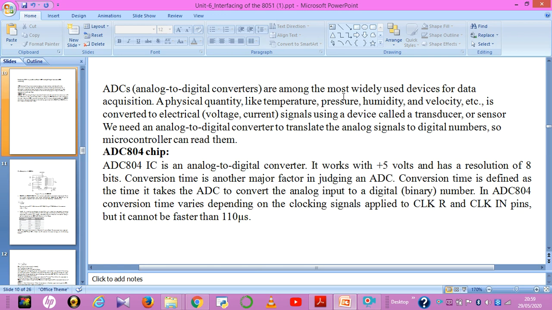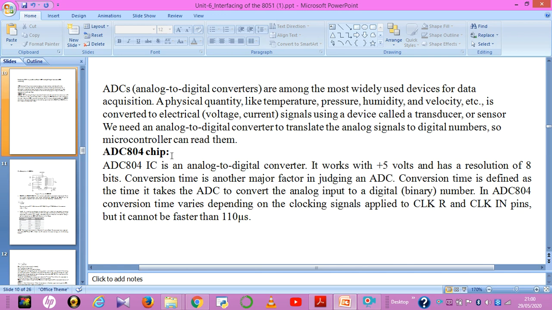For that you are using ADCs. Here you have the transducer or sensor. You need an analog to digital converter to translate the analog signals to digital numbers to be processed by the microcontroller. Then only the microcontroller will read those values. That's why it is necessary to convert those values into digital.